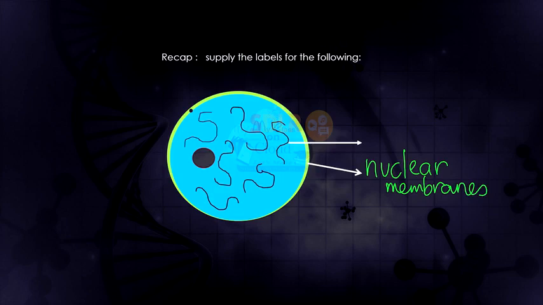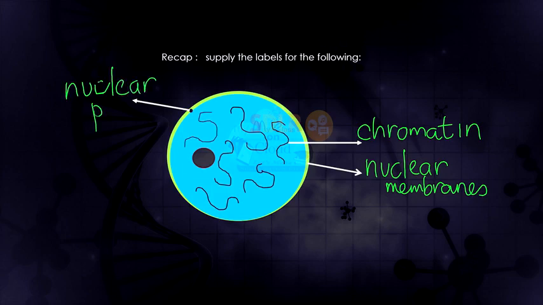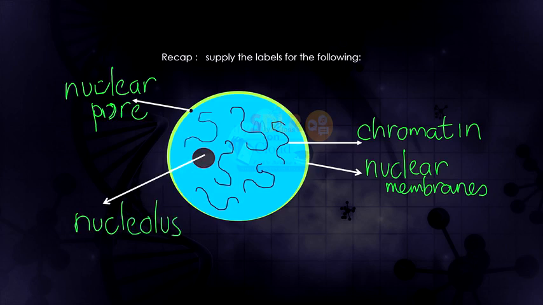We might find a number of strands, either collectively or singularly spread out in the nucleus, and this would then refer to your chromatin, or individually as chromosomes. This little dot indicates a hole in the membrane, so that will be your nuclear pore. And the denser structure within the nucleus would then be your nucleolus.